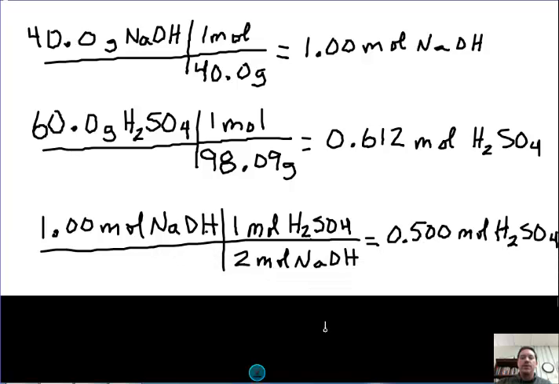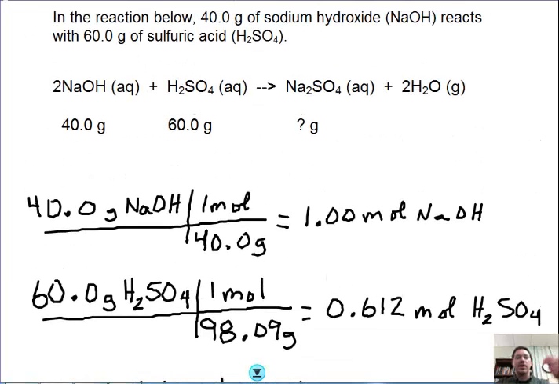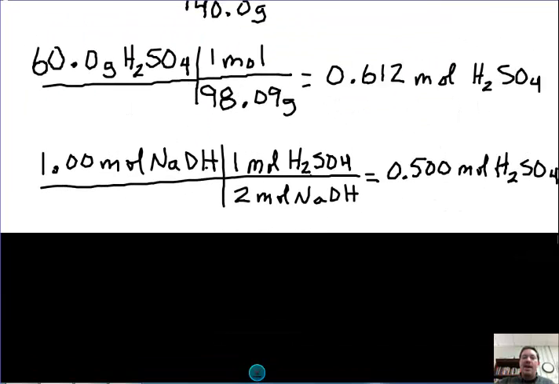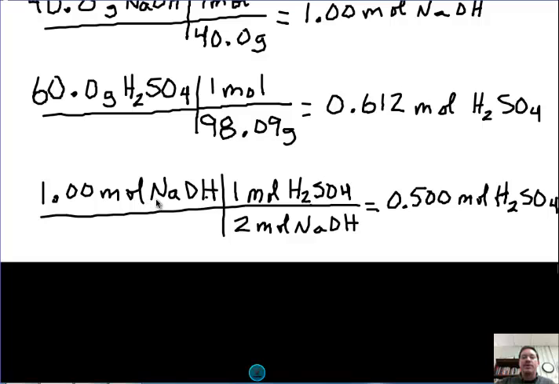So what I'm going to do is take this 1 mole of sodium hydroxide, because it's an easy number, 1. And I'm going to apply the mole ratio from the balanced equation up above. So I had 2 moles of sodium hydroxide to 1 mole of sulfuric acid. And I'm going to convert my 1 mole of sodium hydroxide to moles of sulfuric acid. So the molar relationship is 1 mole of sulfuric acid to 2 moles of sodium hydroxide. So 1 divided by 2 gives me 0.500 moles of the sulfuric acid.